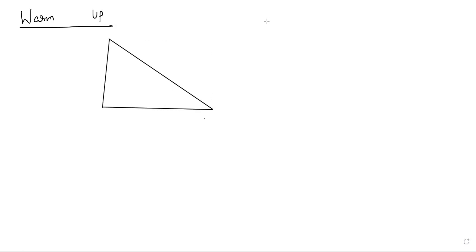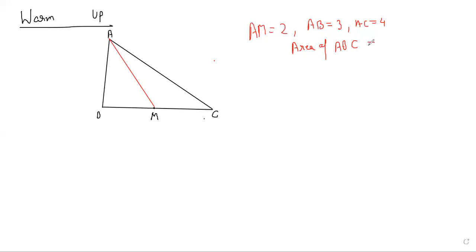So we have a triangle ABC, and we have the midpoint M given on BC. And we are given the length of the median, the length of AM, that is 2, and the other sides are given. So AM equals 2, AB equals 3, and AC equals 4. What we want to find is the area. Find the area of ABC. So that is a question mark.